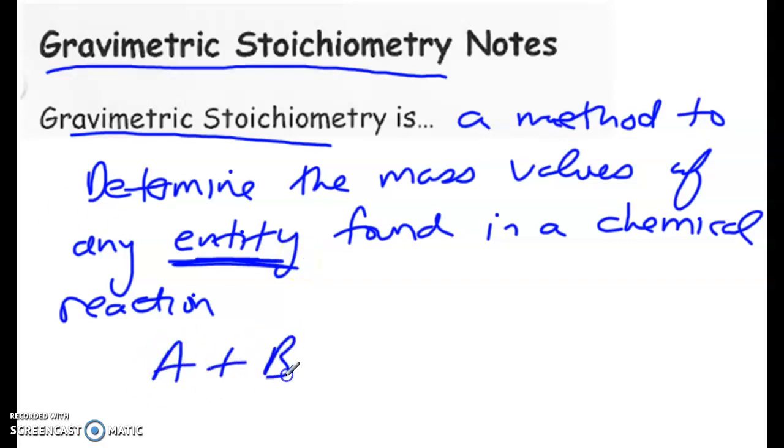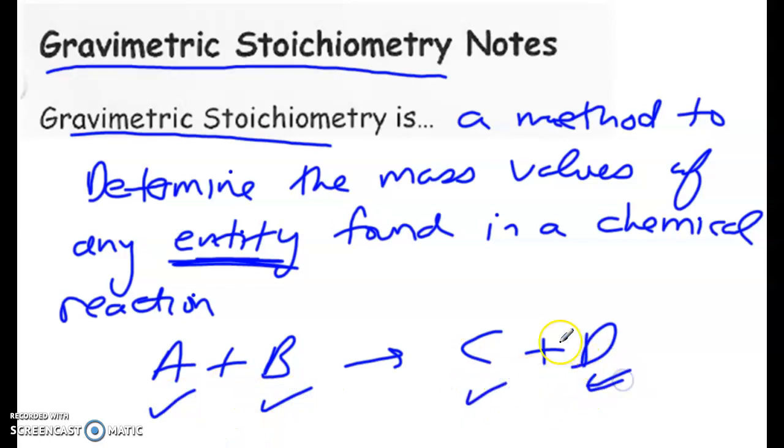So let's say we have A plus B making C plus D. I can solve for the mass of anything here. I can solve for the mass of reactants. I can solve for the mass of a product, maybe a product and a reactant. You can determine the mass value of anything in a chemical equation as long as you have the mass of one thing. Okay, so it's always where you have the mass of something and you're trying to find the mass of something else.